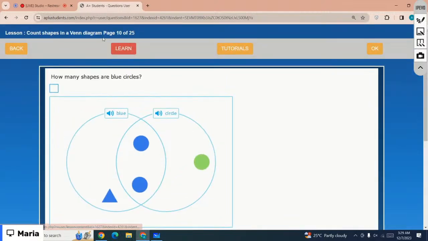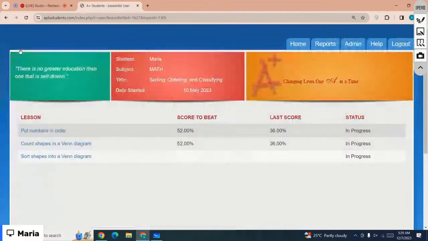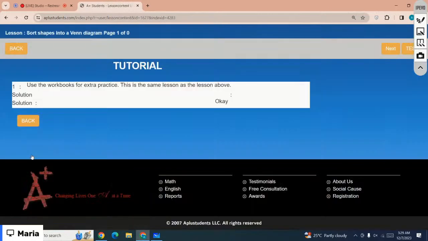Let me just move on to the next lesson. The next lesson is sort shapes into a Venn diagram, right? Use the workbook for extra practice.